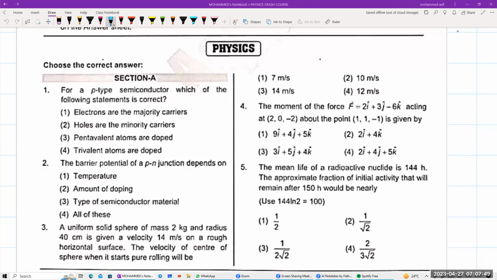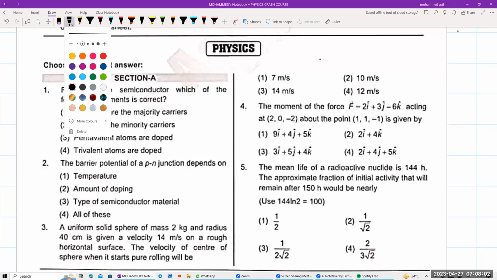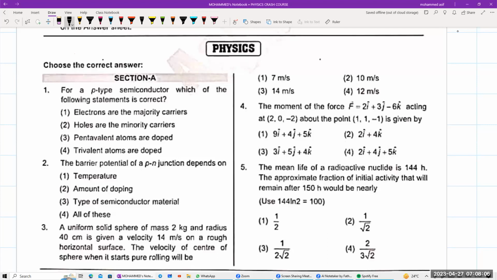So let us first read the complete question paper and see what questions we can do. We'll first take those chapters which we are able to do, like heat and thermodynamics, modern physics, then current electricity, and then we'll come back to the remaining chapters.